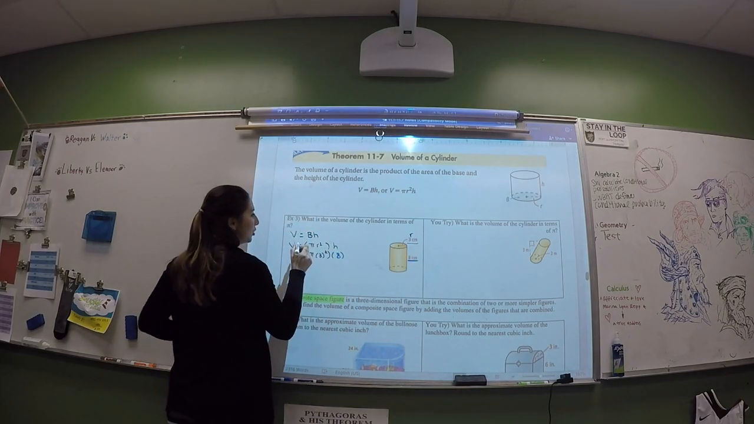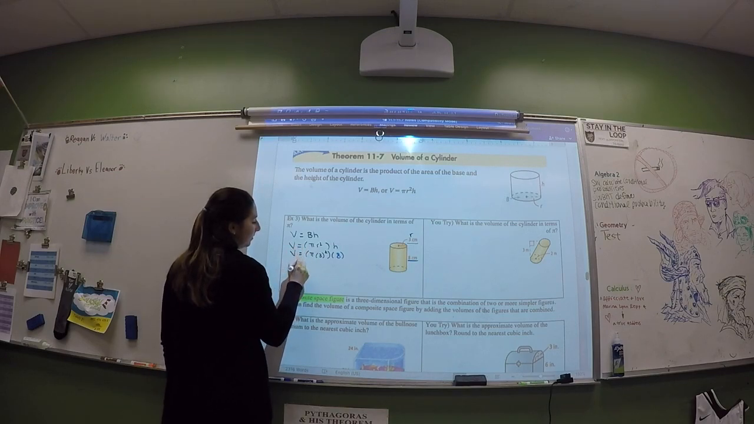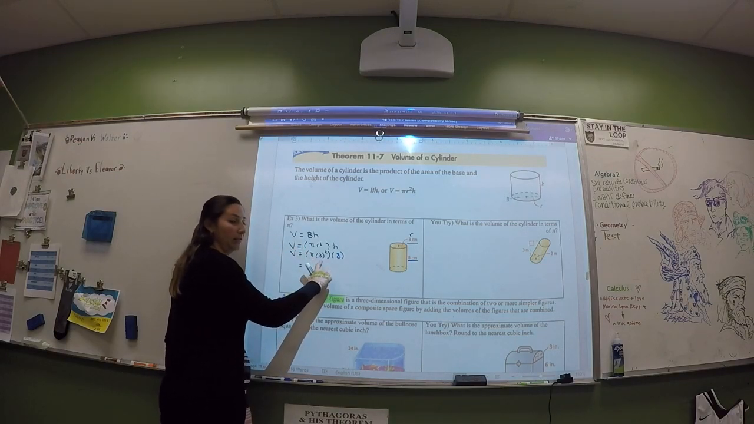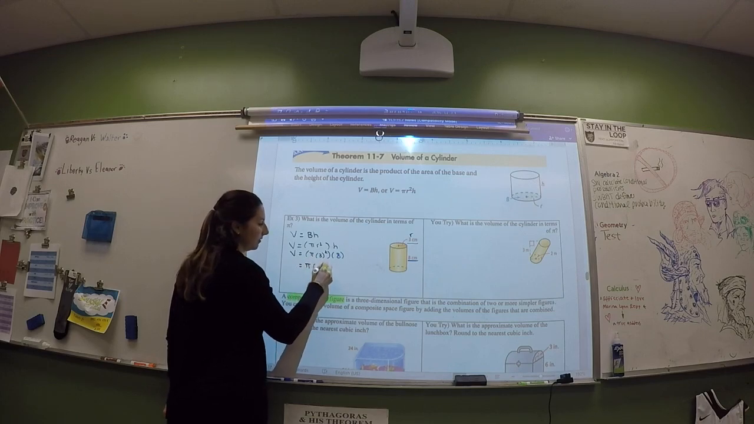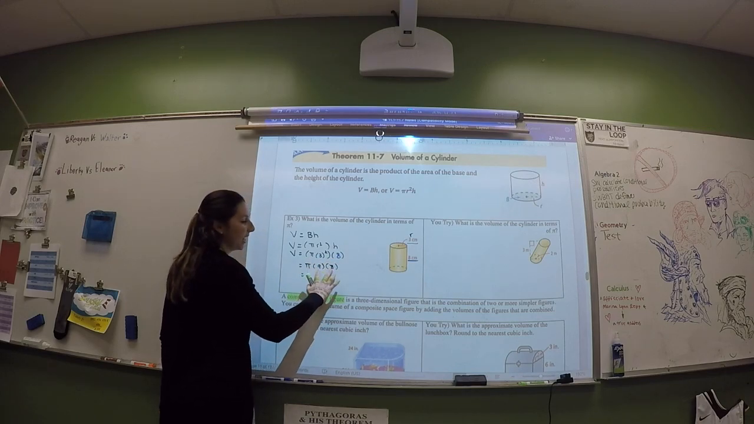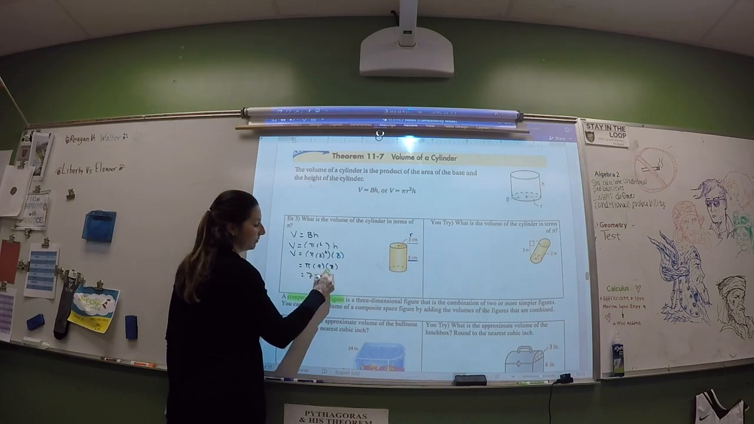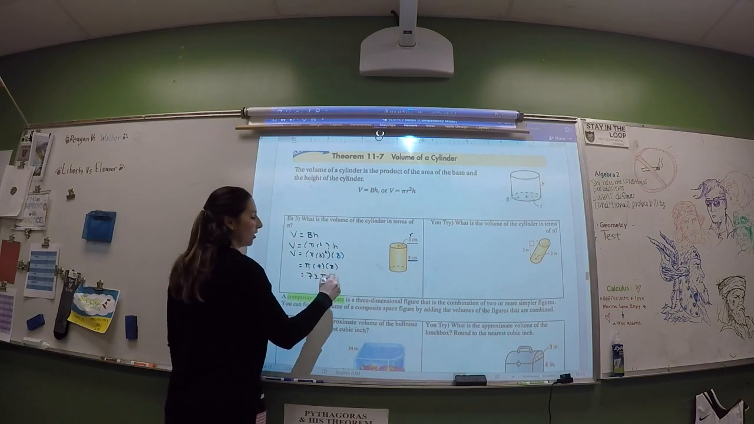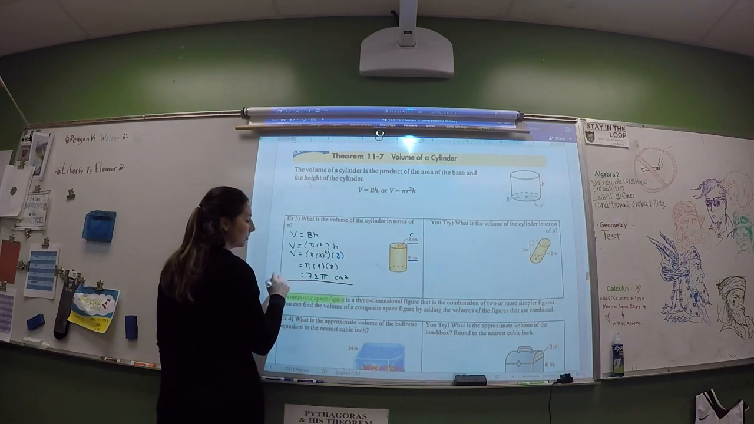If we want to leave this in terms of pi, we would square 3. That would give us 9. Multiply 9 times 8, that's 72 pi. These are cubic centimeters.